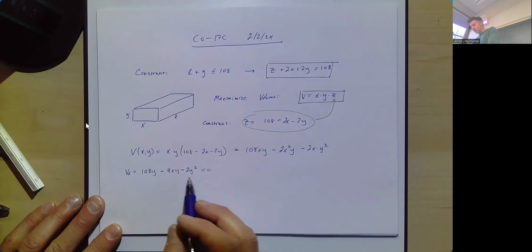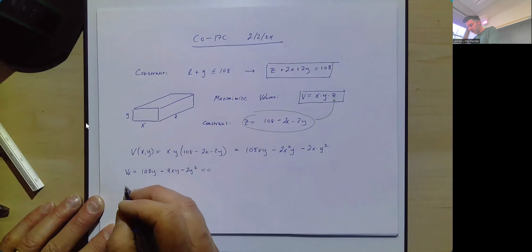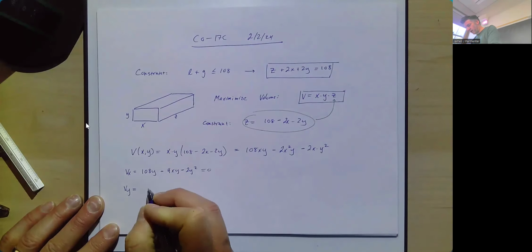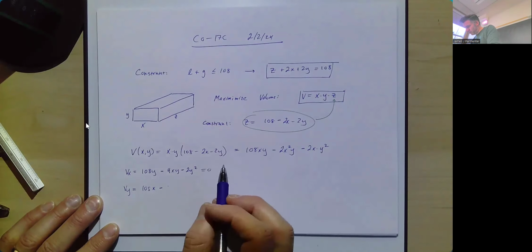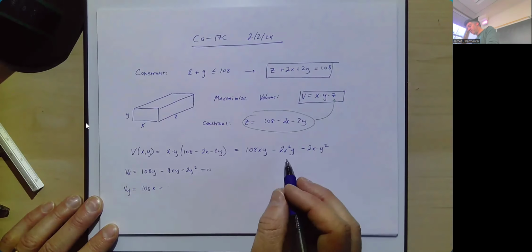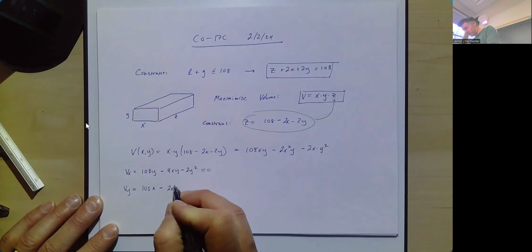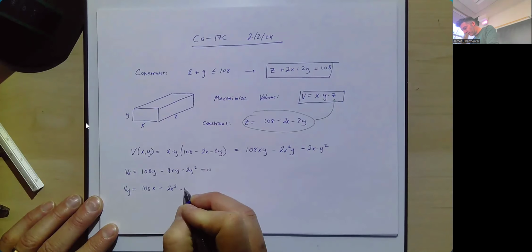If I'm going to try and solve this, I should do the other partial first, sorry. Vy is going to be 108x minus 2x squared, apologies, and over here it's minus 4xy.